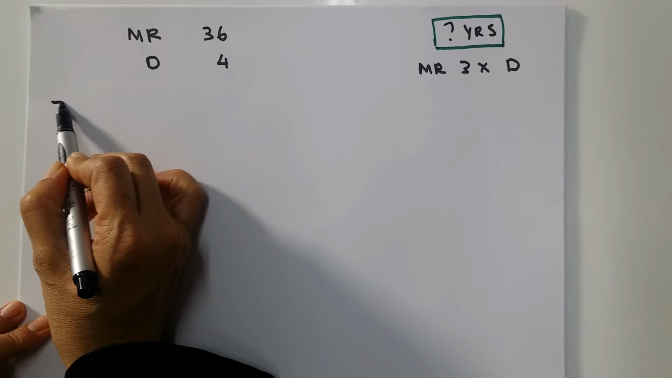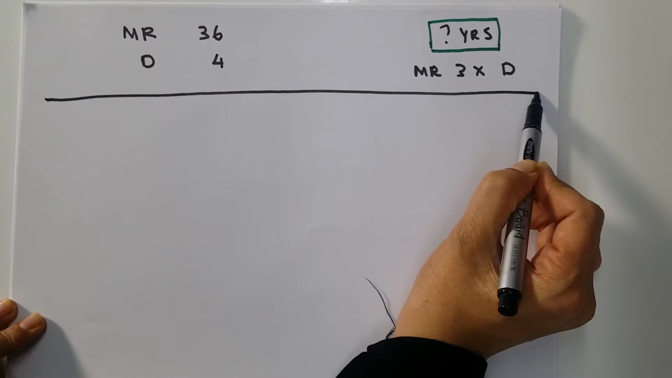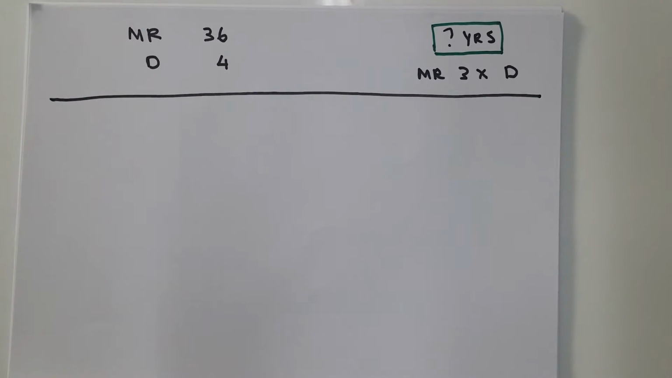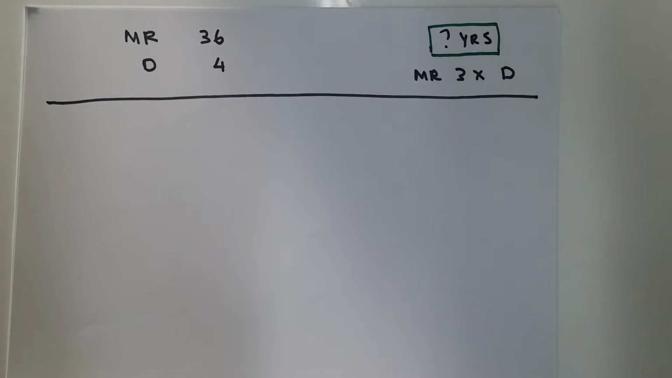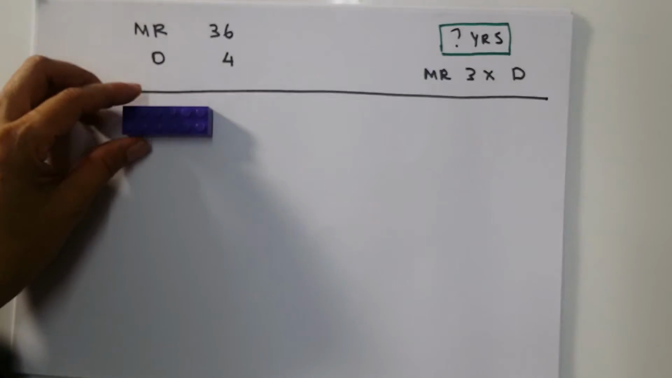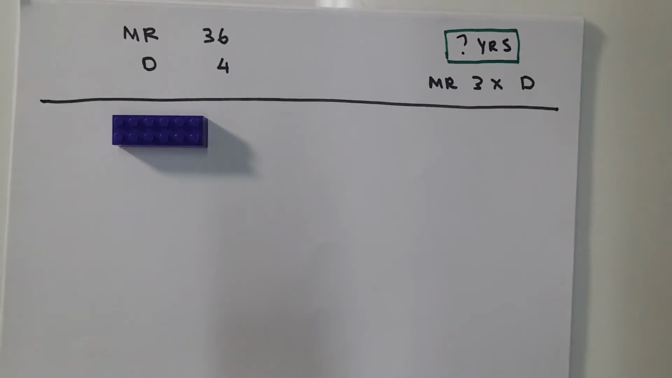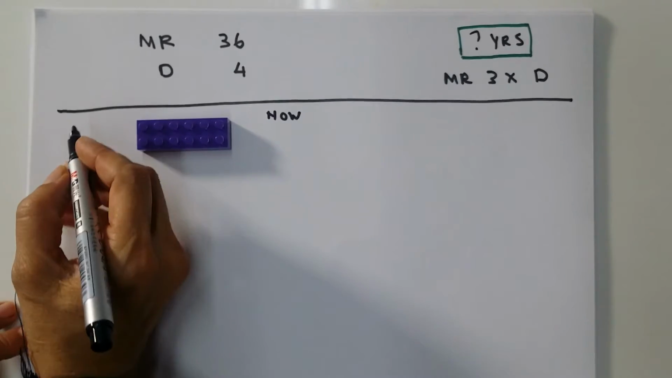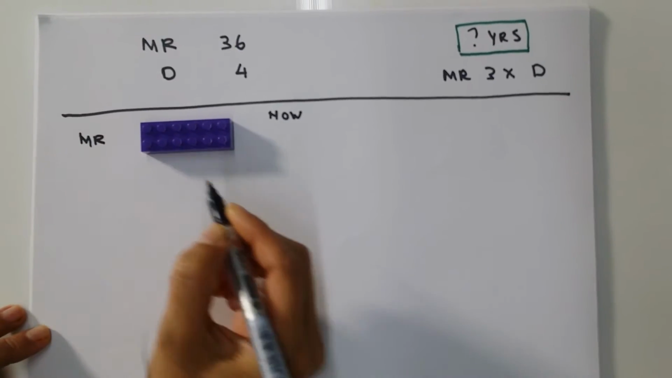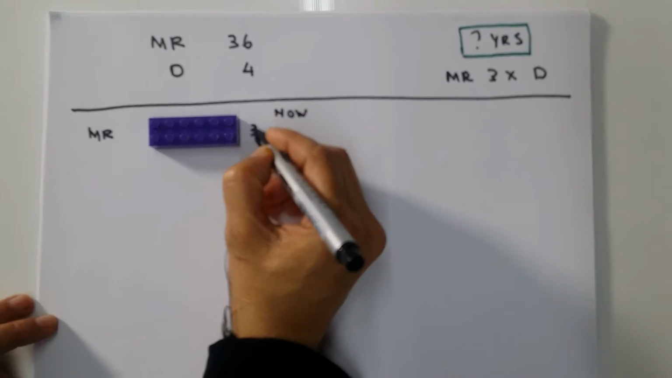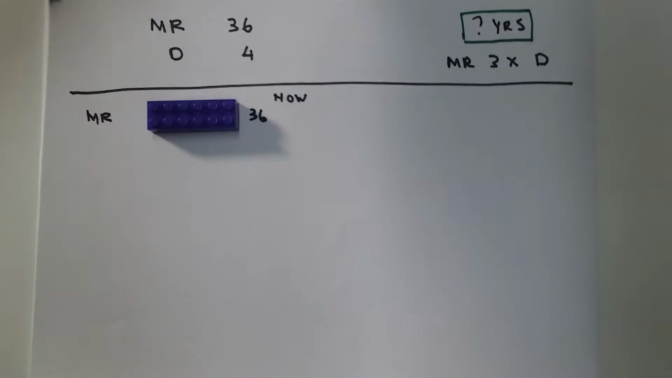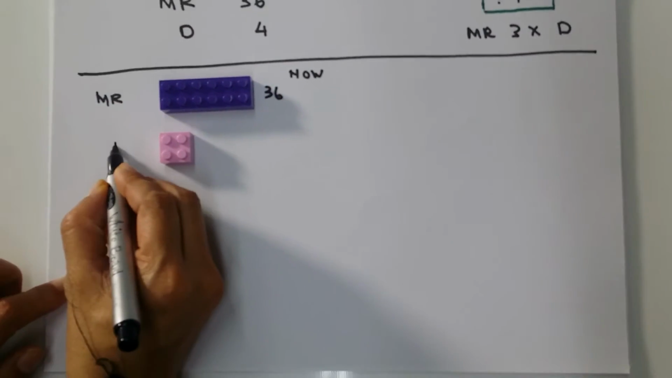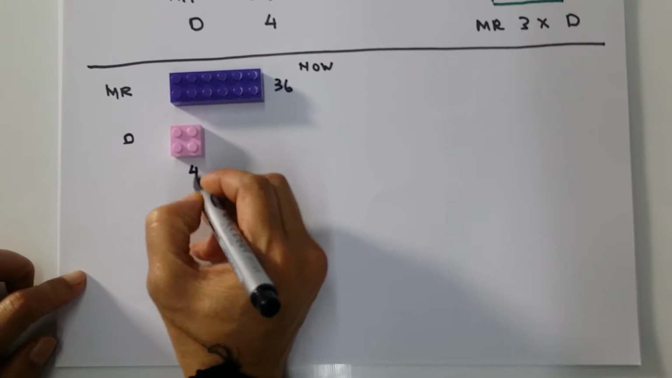Okay, let's look at the information we have. Let's attempt the easiest information. The easiest information is we know Mrs. Rani is 36 years old. So I'm going to use this brick. Okay, this is now. I'm going to use this brick to represent Mrs. Rani. So Mrs. Rani is 36 years old. And the daughter, I'm going to use this brick. There's a difference in color. The daughter is 4 years old.